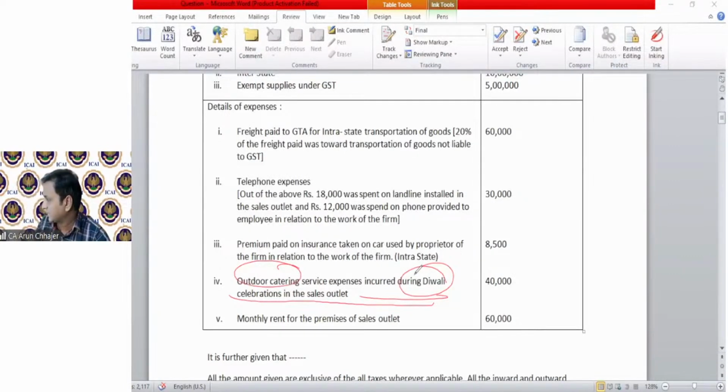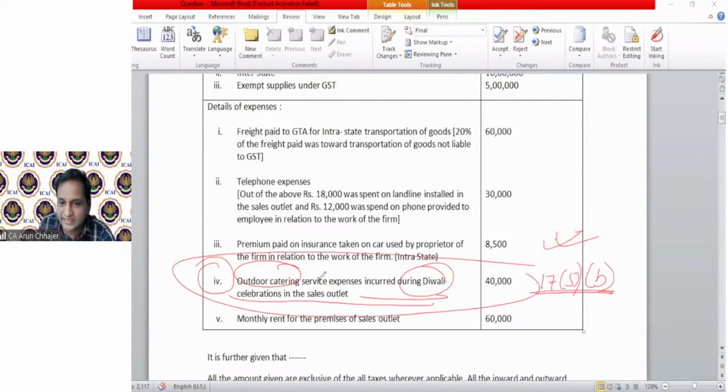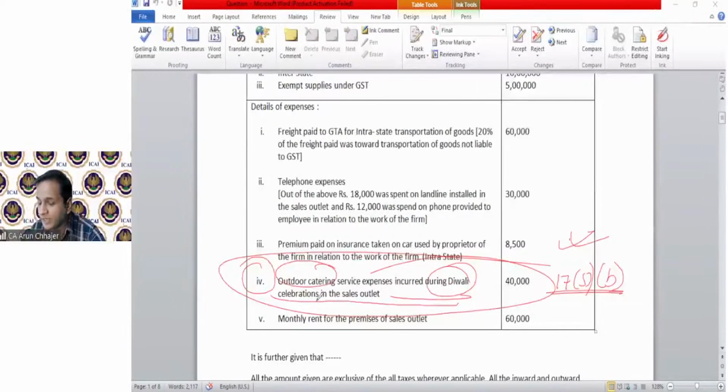Very nice, very nice. That for up to 13 seater, ITC won't be available, that is clear. Now this outdoor catering services expense incurred during Diwali celebration in the sales outlet is again blocked in Section 17(5), clause (b). Can you please tell me when the ITC of the outdoor catering service expenses would be available?